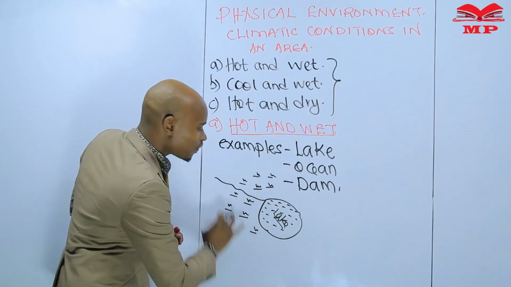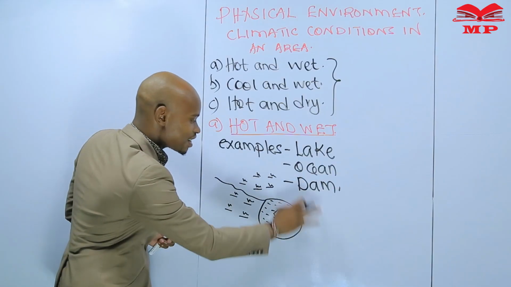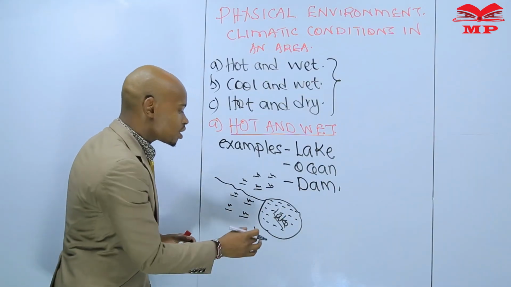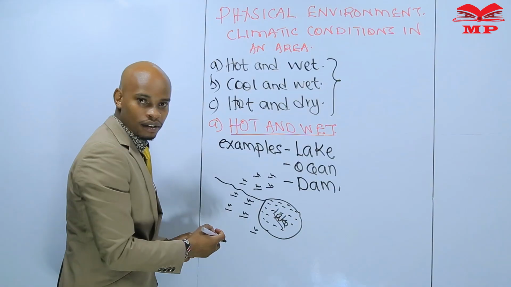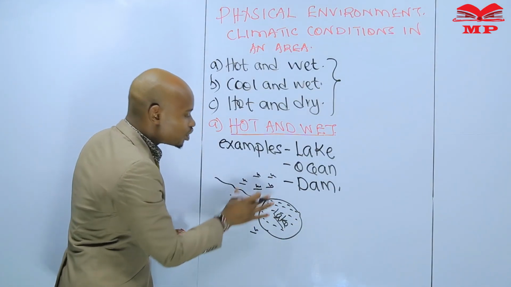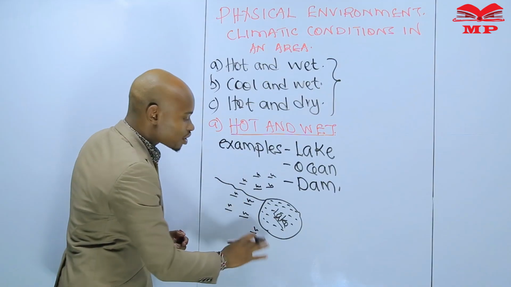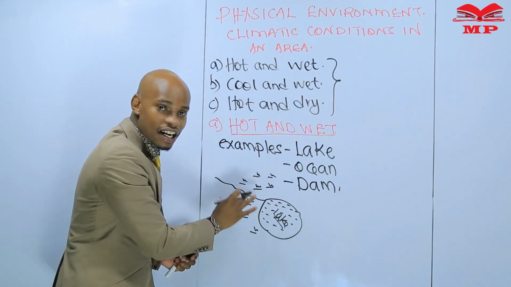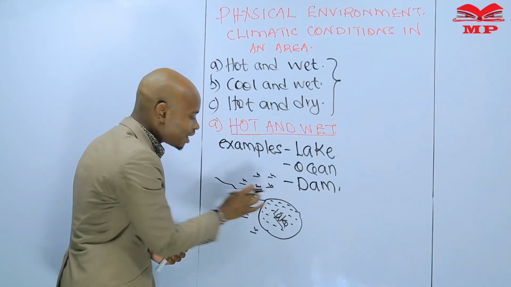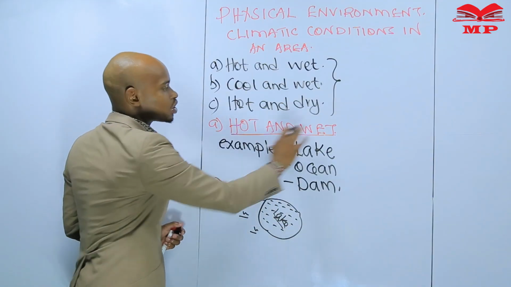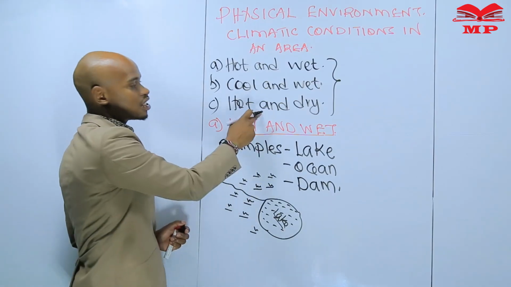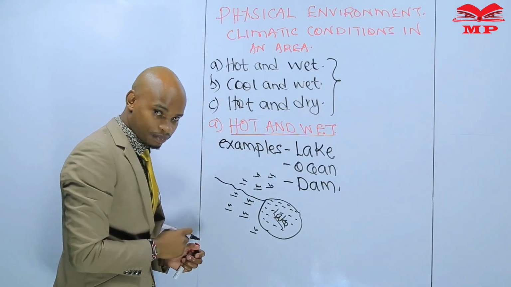It is not modifying the climate of its surrounding. Because if it was modifying, it is supposed to be causing convection or rainfall, and natural vegetation like scrubs is not supposed to be near that lake. So if there is a lake and scrubs, that is not hot and wet. It will be hot and dry, as we shall see when we are explaining hot and dry.